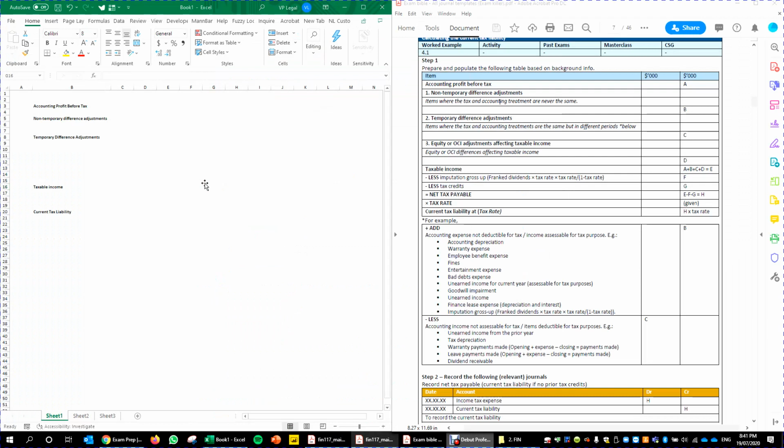Okay, so in our exam paper, we're going to actually fill out our template like we have over here. We're going to put our accounting profit as our first field, and then we're going to have our non-temporary and temporary differences over here. Possibly we might have this as well, but usually it's just those two. Then the total is going to be our taxable income, and then we're going to times that by our tax rate. I guess we need to adjust for any imputation, gross up and tax credits, just look out for those. And then we'll times that by a tax rate, and that'll get us our current tax liability.